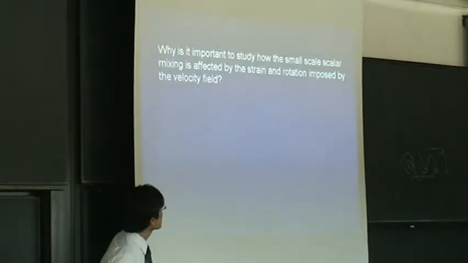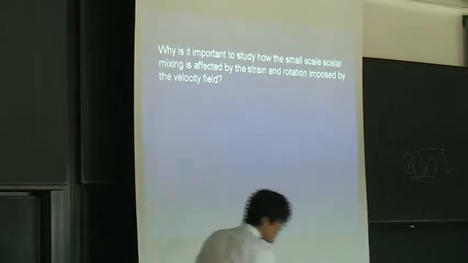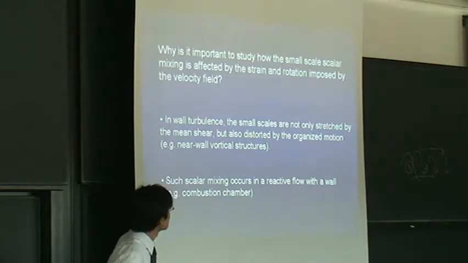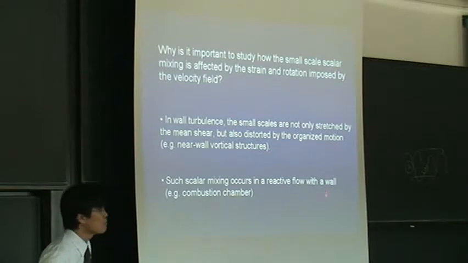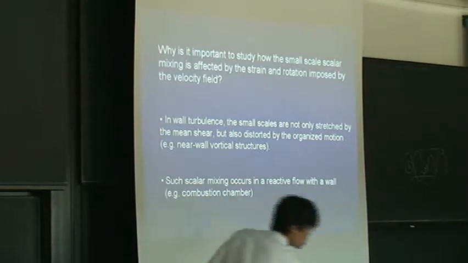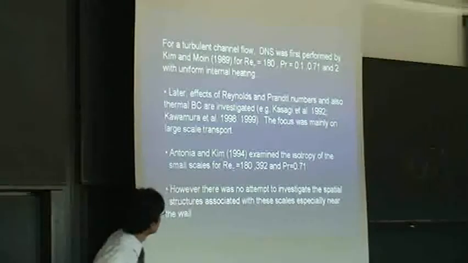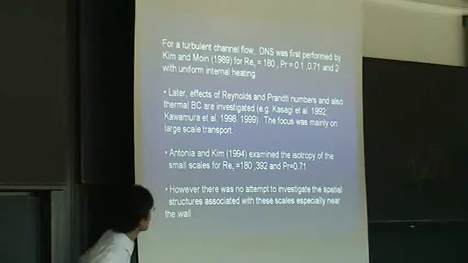Here it is important to study how the small scale mixing is affected by the flow field. One possible answer is that in wall turbulence, the small scales are not only stretched by the mean shear, but also distorted by the organized motion. This situation is encountered in reactor flow with a wall, such as the combustion chamber.